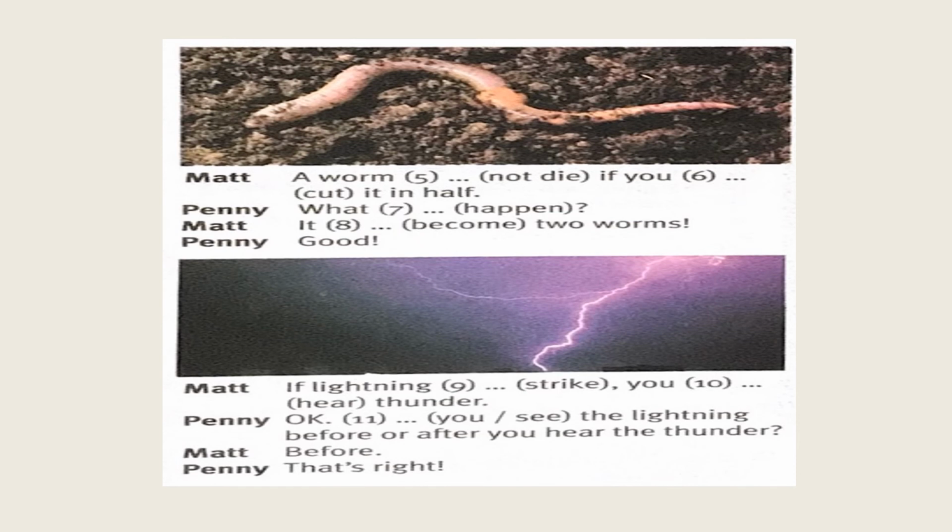Second picture. Matt, a worm 5 not die if you 6 cut it in half. Cacing akan ke tidak akan mati sekiranya awak potong dia kepada 2. Penny, what 7 happen? Matt, it 8 become 2 worms. Ianya menjadi 2 ekor cacing.